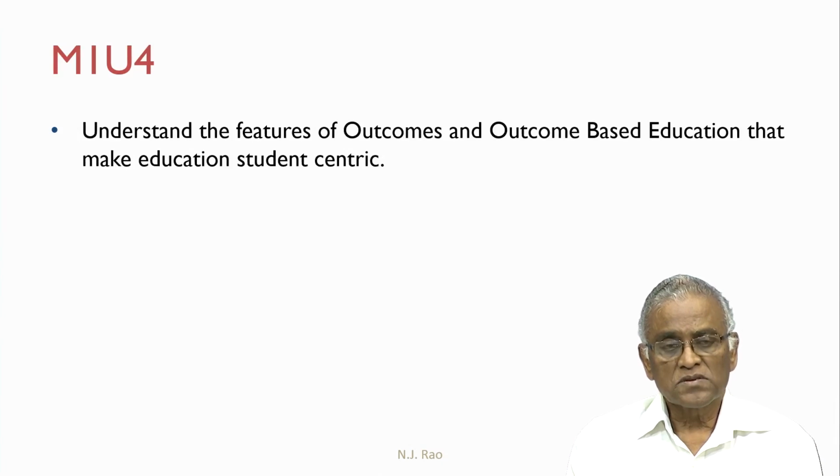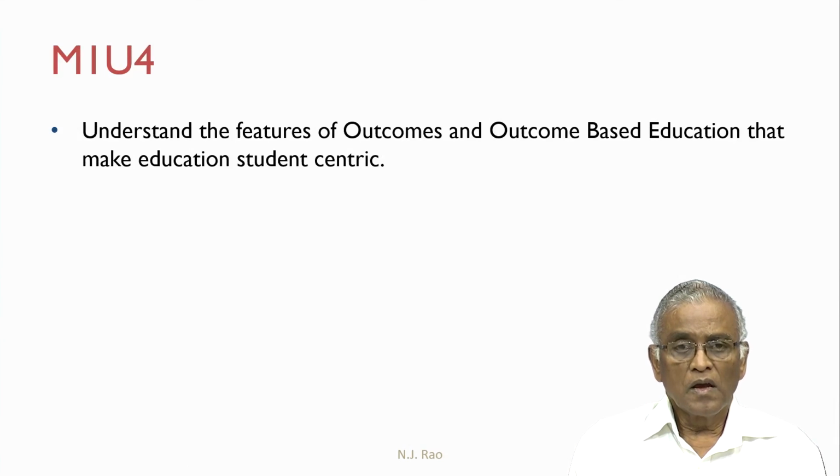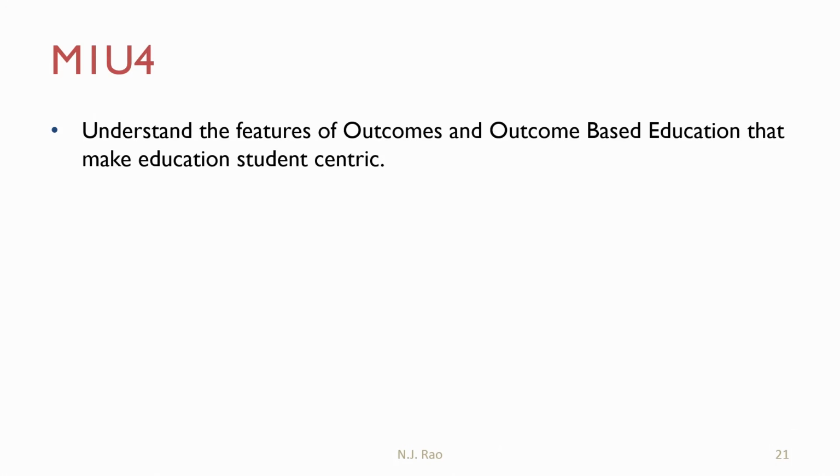Now, when we go to the next unit, we attempt to understand the features of outcomes and outcome based education that make the education student centric. As we said right in the first unit, the major shift that is taking place is making the education student centric. So, we try to establish through the next maybe 2 units that outcome based education truly makes education student centric. Thank you.